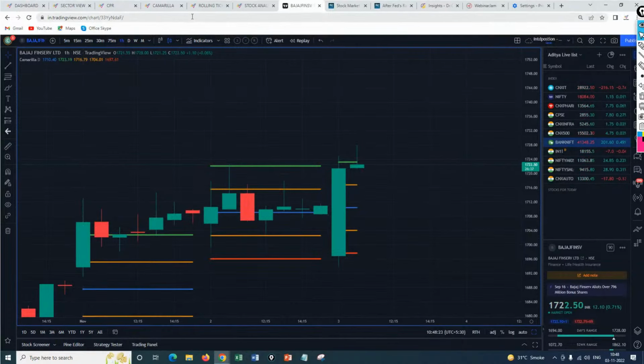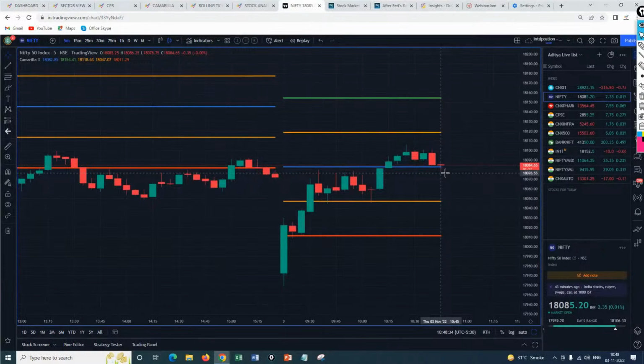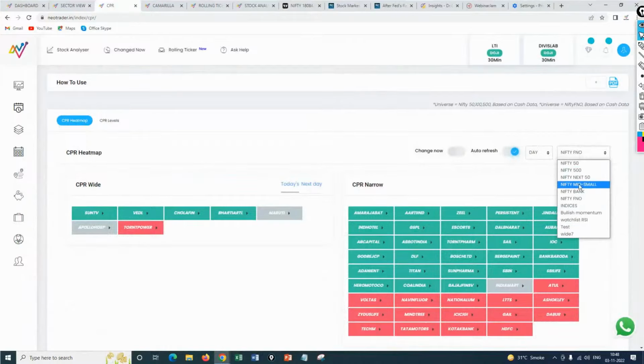Okay, now let us go to Nifty and see what is happening now in Nifty. Let me go back to my CPR page. If I want to see what is happening in Nifty, what I need to do is go here and change this to indices. Okay, and the same thing I'm going to get for Nifty.